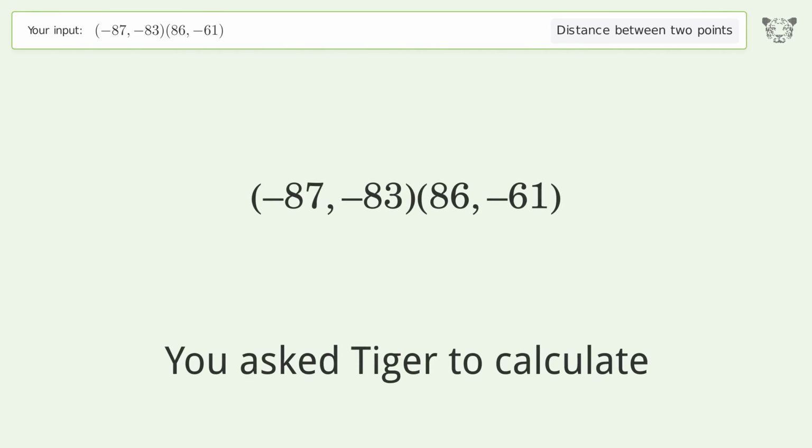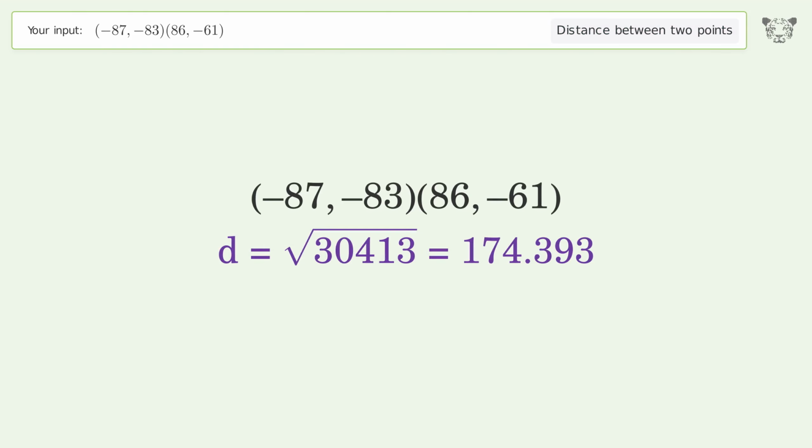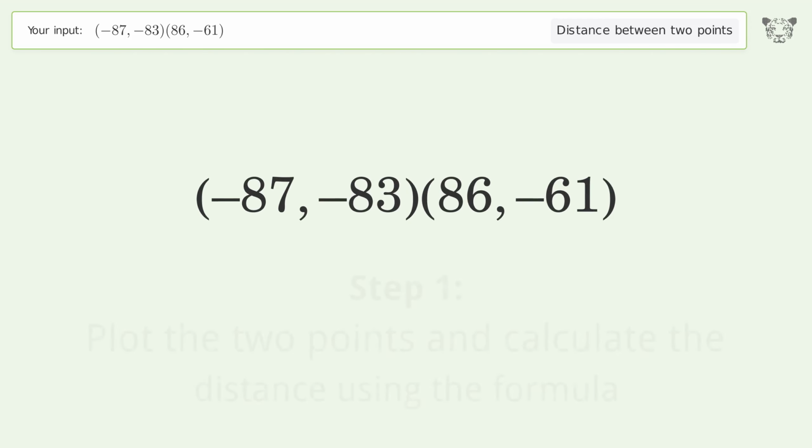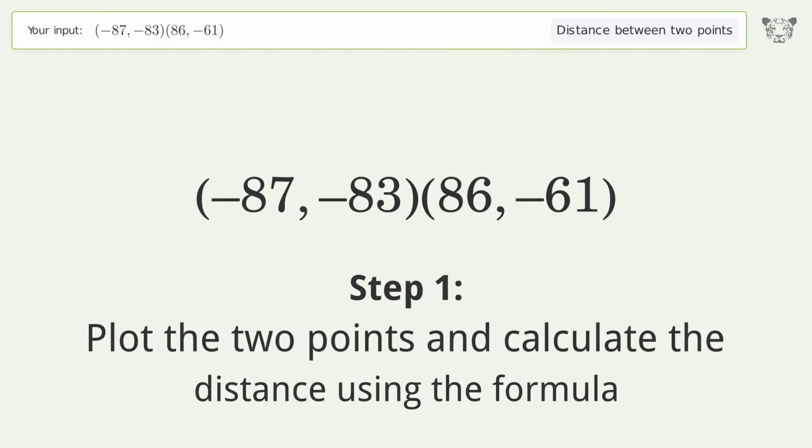You ask Tiger to calculate. This deals with the distance between 2 points. The distance between the 2 points is the square root of 30,413, or 174.393. Let's solve it step by step. Plot the 2 points and calculate the distance using the formula.